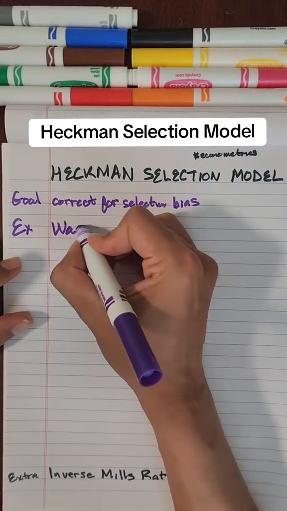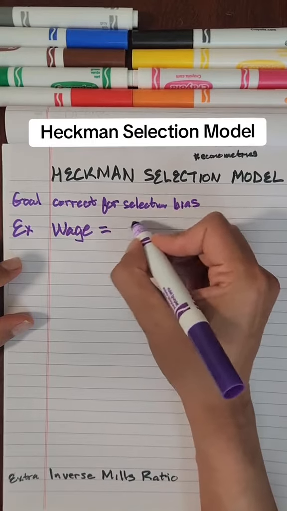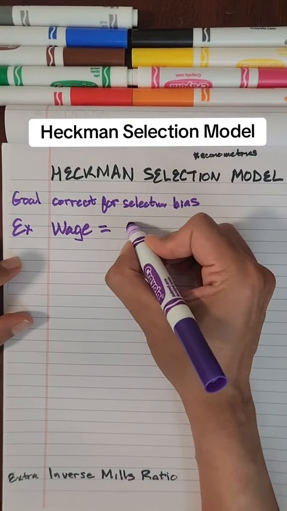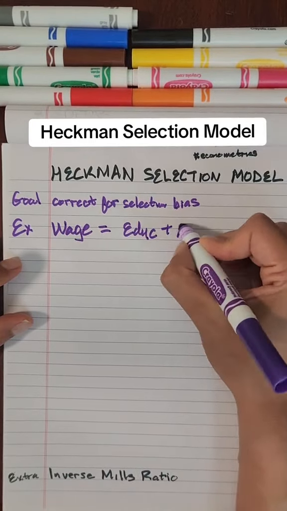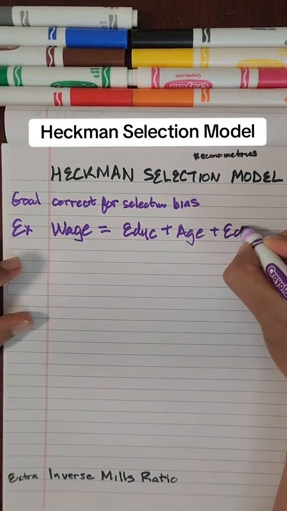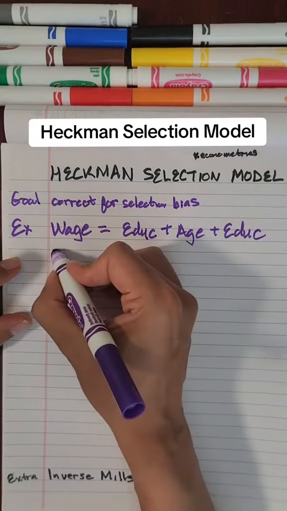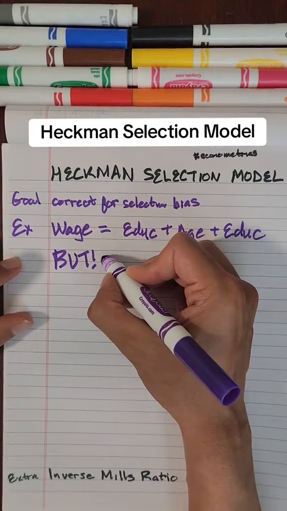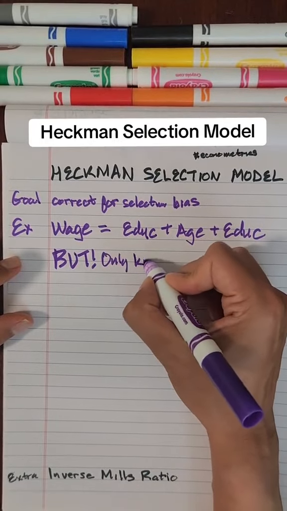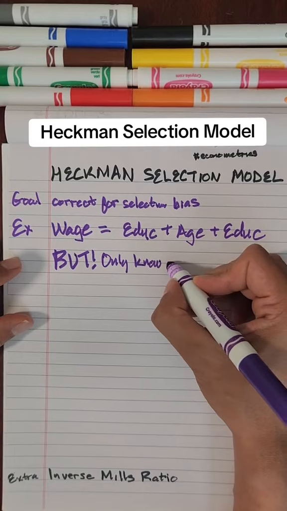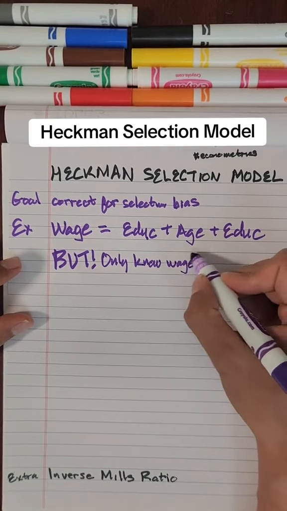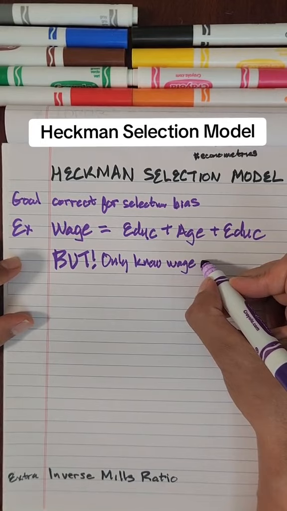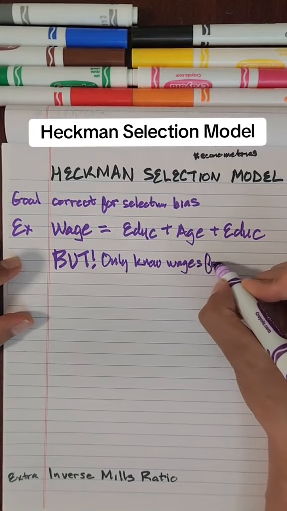Let's say we're interested in wage and its relationship with, let's say, education, age, and gender. But we only know wages if they're employed. So there is selection bias, because the fact that they have a wage means they are employed. Only know wages for employed.